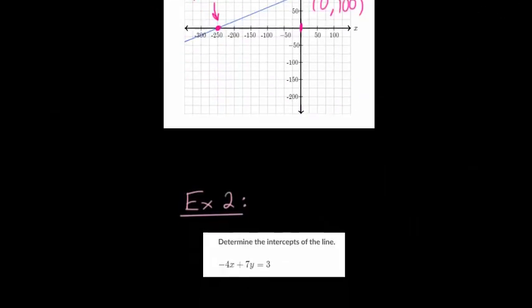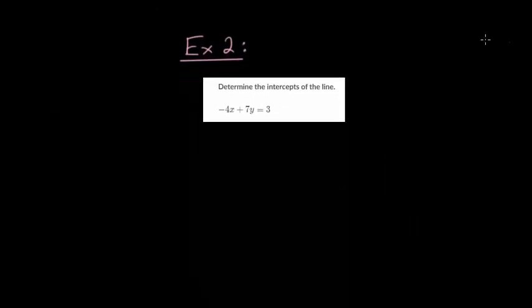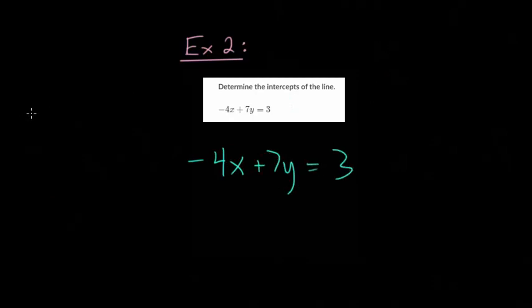And moving on to the next problem, we need to find the intercepts of this line. So in this case, we're given an equation. So let me just rewrite this. Minus 4x plus 7y equals 3. And let's find the x-intercept first. And we know that the x-intercept is when y is equal to 0.